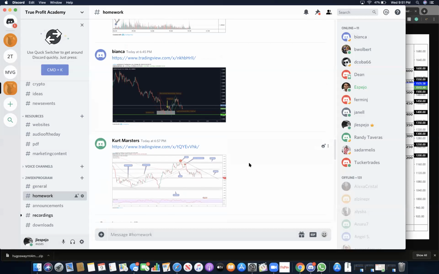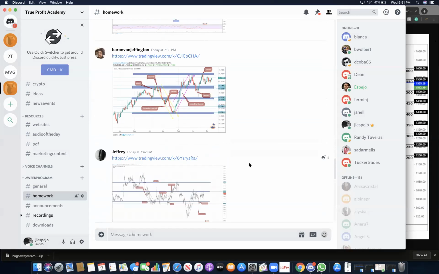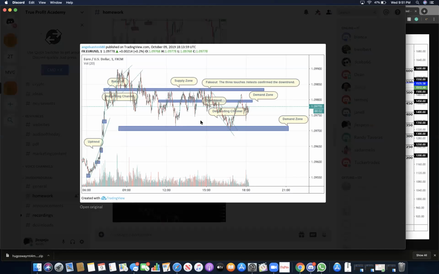Let's see, am I missing anybody else? I don't think I'm going to review Angel's just in case, because I know Angel's not here, but Angel overall looks good. The zones and the channels look good. Breakout, correct. Descending channel, downtrend, correct. Demand zone, okay, demand zone. Uptrend. The only thing I would have him work on better is identifying the bottom of that uptrend, but overall I see how he identified those two points over here as the touches of the trend, but overall great job on that.